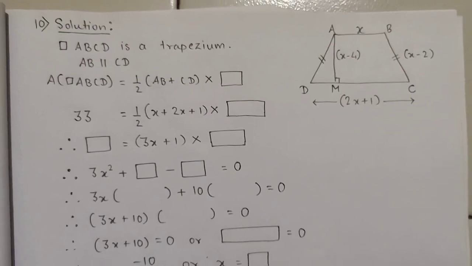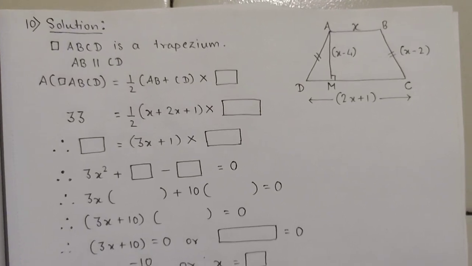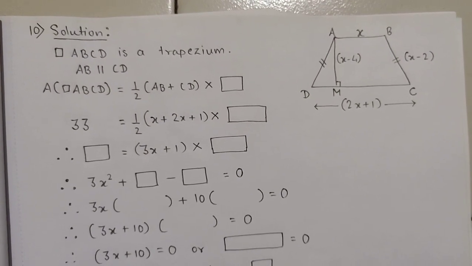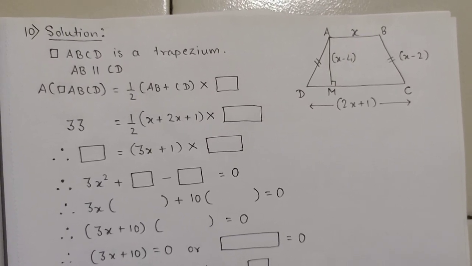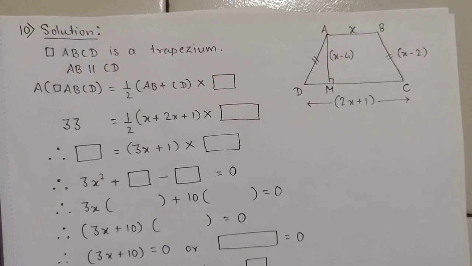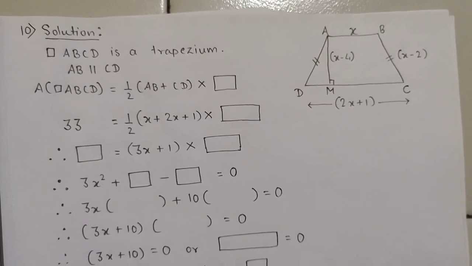So students, you can see the solution which I have written. In fact, I have copied the solution given in the textbook. Now what we need to do? We need to fill up the boxes. Now see what is written here. ABCD is a trapezium, AB parallel to CD. Now what is the next line? Area of quadrilateral ABCD is equal to half into.